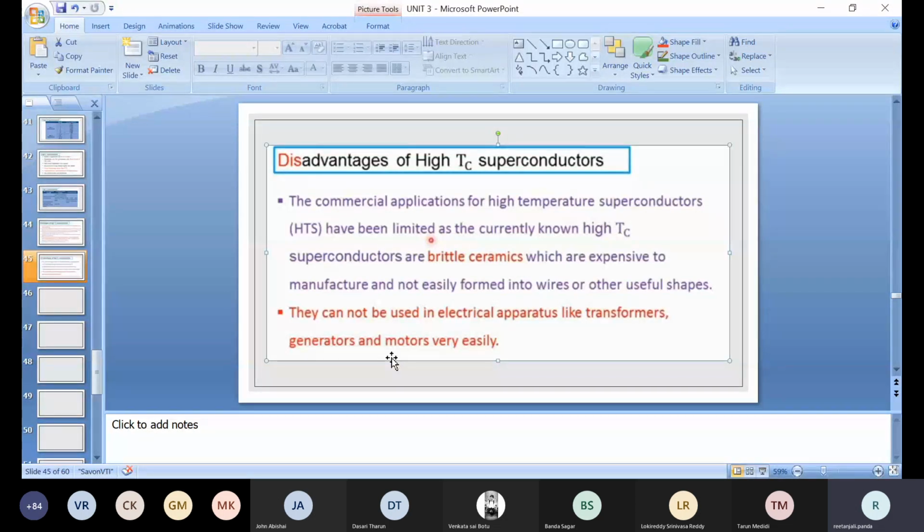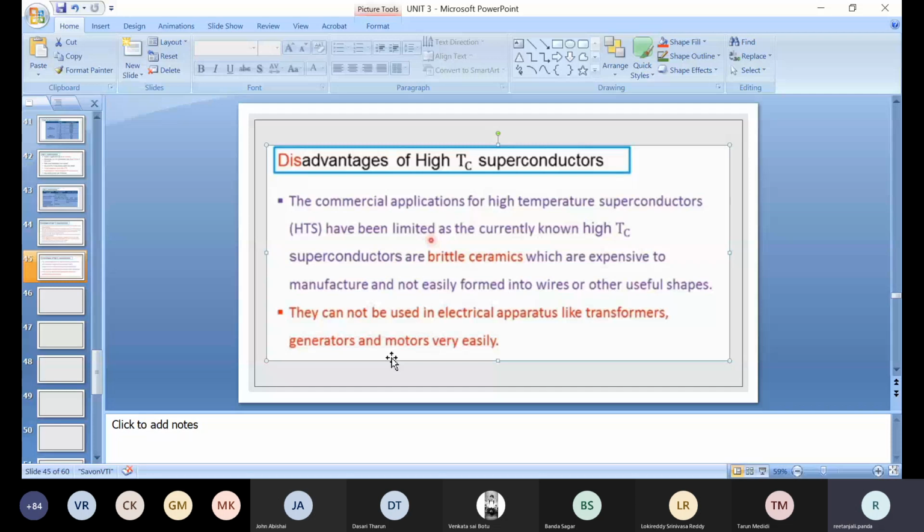Okay, we can say composites or alloys. These are very brittle in nature. Because of their high brittleness, we cannot modify them into wire form. Okay, they are going to break very easily because of the lower strength from the mechanical point of view. Because of the lower mechanical strength, we cannot use this one.